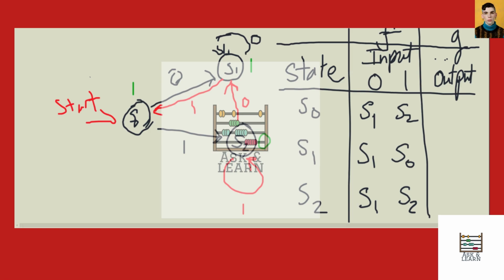And now finally, if the state Si is labeled Y, I have these labels in green, then we'll write down Y in the row Si and in the column output, or G. So we see that S0 has the label 1, so I'll write down 1 in its output. And S1 has the output 1, so I'll write down 1. And S2 has the output 0, so I'll write down its output is 0.